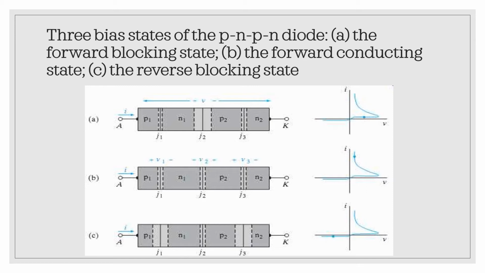But when we increase the positive voltage between anode and cathode, what will happen? J2 will also go to the conducting state, and we will reach the forward conducting state. How will we reach the forward conducting state?